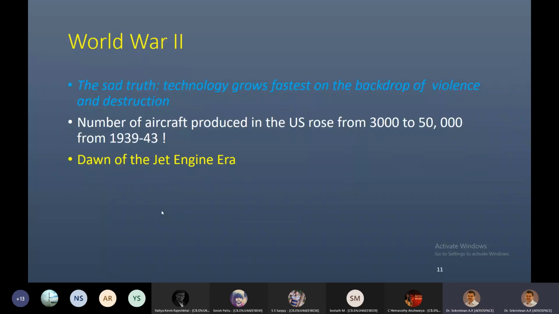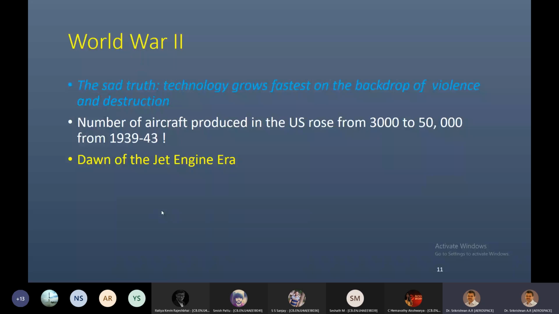So again, in 1939 to 43, during the World War, the US was very active in producing aircraft, all for the military purposes. Because by then, the potential and to some extent the inevitability of aircraft as a weapon, or rather as a source of weapons, was realized well, and production rose from 3,000 to 50,000. So you can see the dramatic increase in aircraft production. By 1939, they were making about 3,000 aircraft, and that rose to 50,000 in the span of 4 to 5 years.